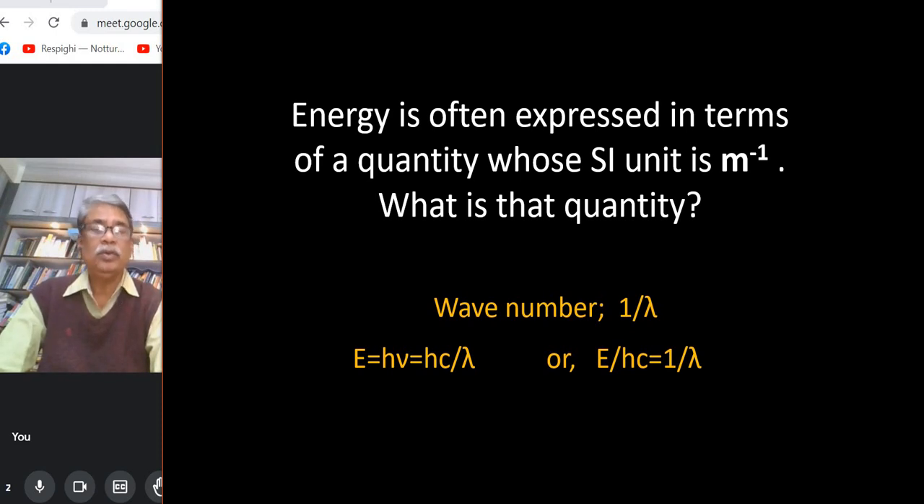Now h and c are universal constants. So assuming that we are scaling up or down, we can divide a quantity by some universal constant, of course, and whenever it's needed, we can get it back by multiplying with that same constant, right? So here we are dividing by the product hc. So E by hc is 1 by lambda. So it is a scaled energy. Whenever you really want energy in joules, then you have to multiply 1 by lambda by h into c. Okay. In spectroscopy, it is very important.